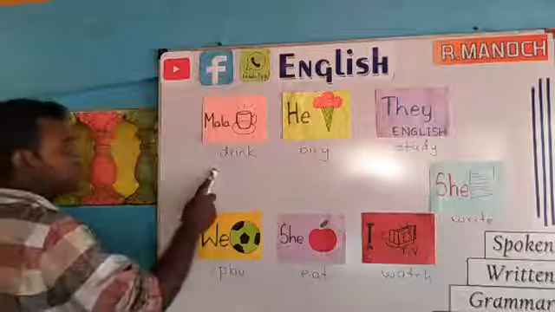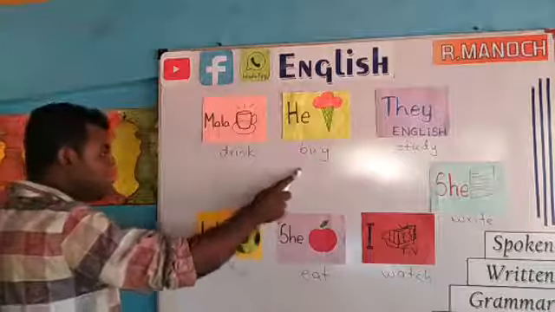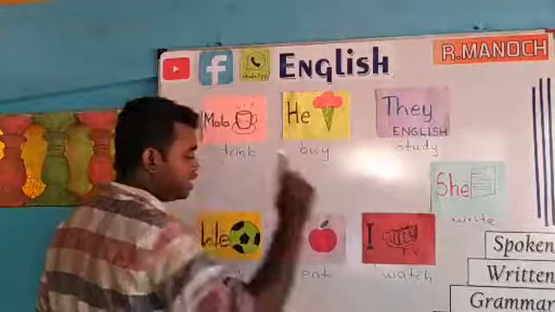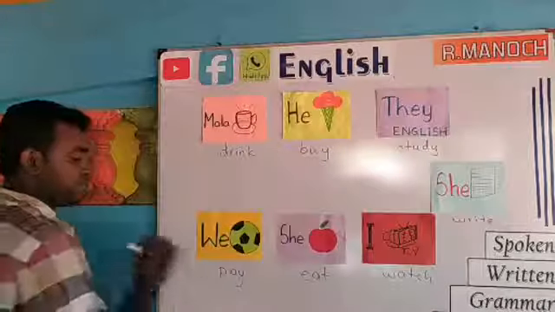Let me move on to simple past negative. Mala didn't drink a cup of coffee. He didn't buy an ice cream. They didn't study English. She didn't write a letter. I didn't eat an apple, and we didn't play football.